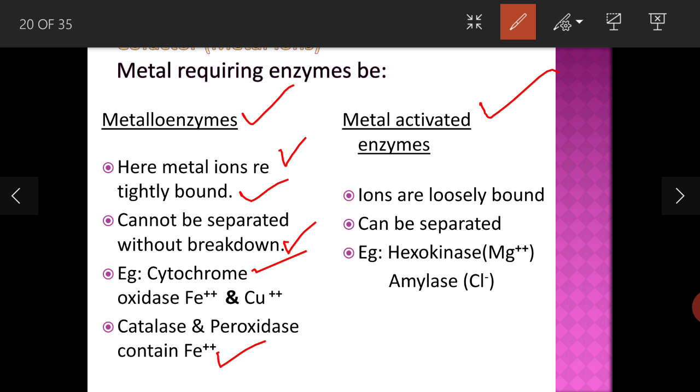Next, I have metal activated enzymes. In these enzymes the metals are loosely bound to the enzyme protein, and you can easily separate that metal ion from your enzyme protein. Examples are hexokinase and amylase. Here these ions enhance the enzymatic activity of your enzymes. So this is the difference between metalloenzymes and metal activated enzymes. In metalloenzymes the metal ions are tightly bound in the protein part of your enzyme, whereas in metal activated enzymes they are loosely bound and you can easily separate them.